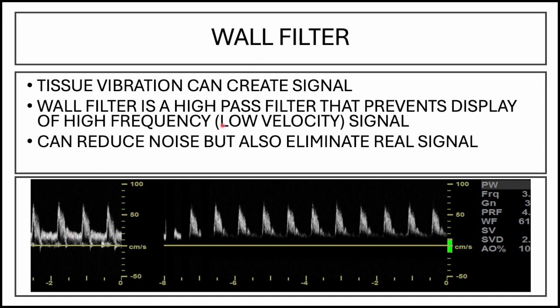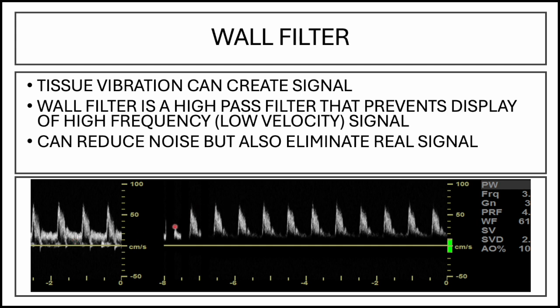Here's an example of wall filter. Now, wall filter in Doppler is a setting that removes low frequency signals that are caused by slow moving structures. And so those things can include vessel wall motion, tissue motion, cardiac or respiratory movement artifacts. And so this kind of a low amplitude signal is sometimes what you want to get rid of to clean it up. It acts like a high pass filter. It allows the high velocity signals to pass while eliminating those low velocity noise.